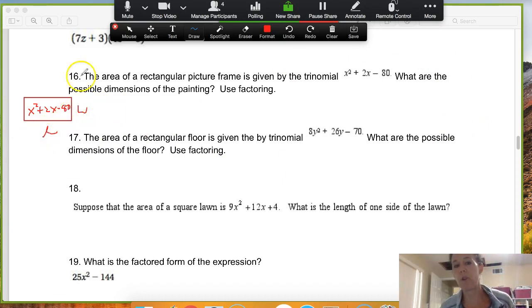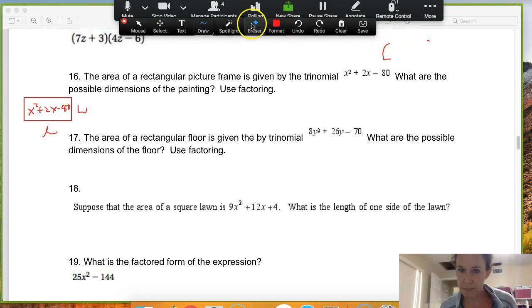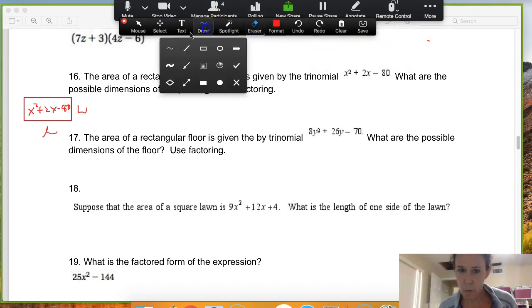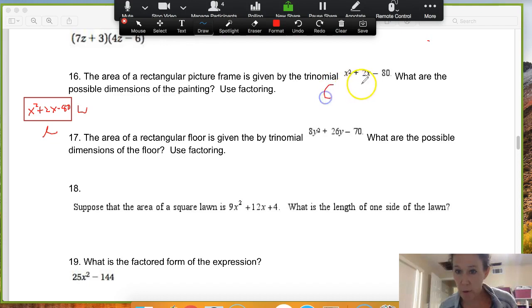What was it before it became this? This times this gave me that. What is this times this? Well, I'm just undoing this. I'm unfoiling. What was it before it was that? Undo the foiling. What we call unfoiling is called factoring. So I like to do the guess and check method.